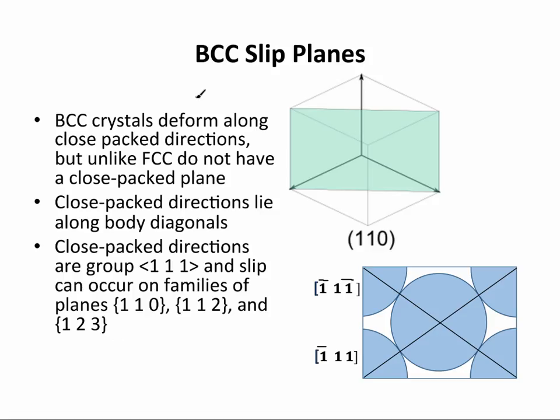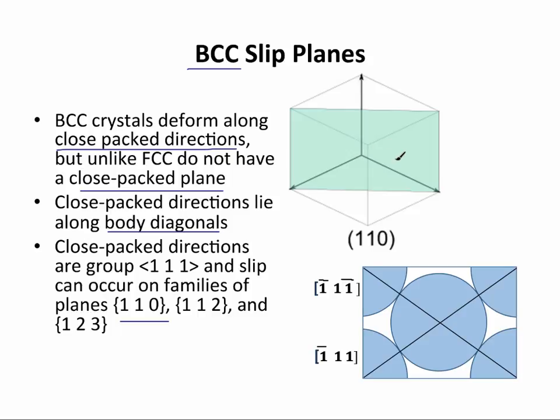Next I'm going to talk about slip systems in a body-centered cubic or BCC crystal structure. So unlike an FCC structure, BCC crystals do not have a close-packed plane, but they do still deform along close-packed directions. The close-packed directions lie along body diagonals, which you can see here. The atoms are still touching even though the plane itself is not close-packed. Close-packed directions are group 1, 1, 1, which are body diagonals here, and slip can occur along families of planes 1, 1, 0, which is this one here, 1, 1, 2, and 1, 2, 3.